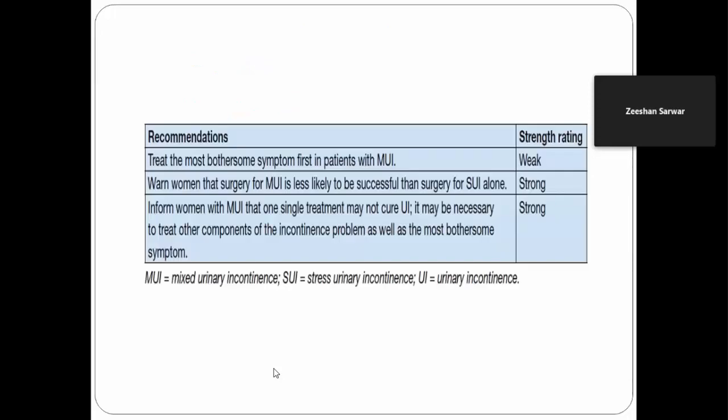So the recommendations are: treat the most bothersome symptoms first in patients with mixed urinary incontinence. Warn women that surgery for mixed urinary incontinence is less likely to be successful than surgery for stress urinary incontinence alone. Inform women with mixed urinary incontinence that one single treatment may not cure urinary incontinence. It may be necessary to treat the components of the incontinence problem as well as the most bothersome symptoms.